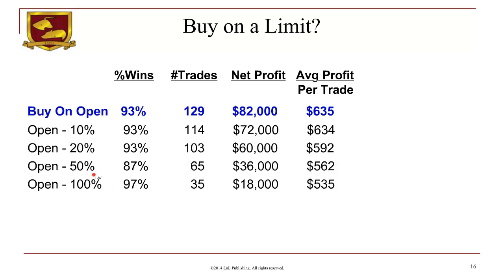If I buy the opening minus 50%, in other words, I want to buy at that magic 50% correction, well, look, not so magic, is it? My accuracy goes down. I only make $36,000 and my average profit per trade declines. Now, why is this? This is happening for a very specific reason. Let's see if I can draw this for you.